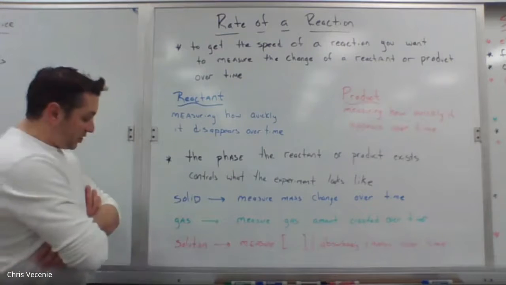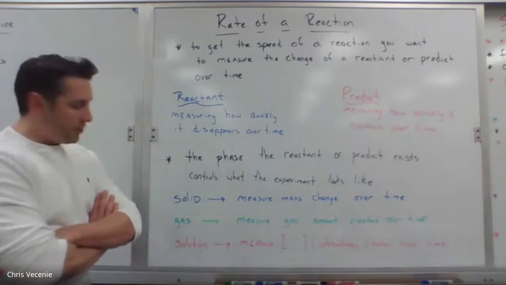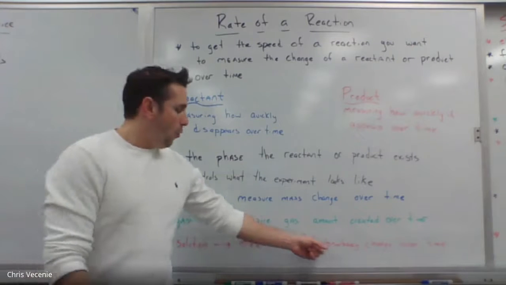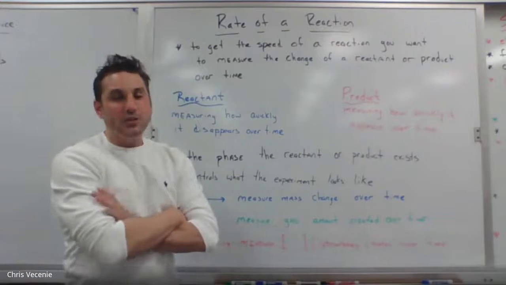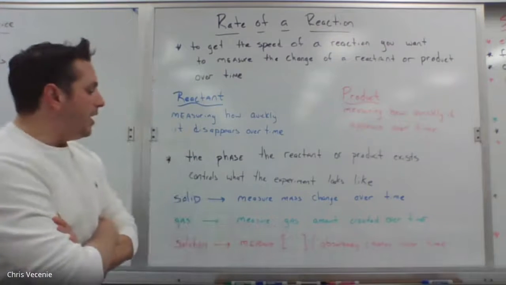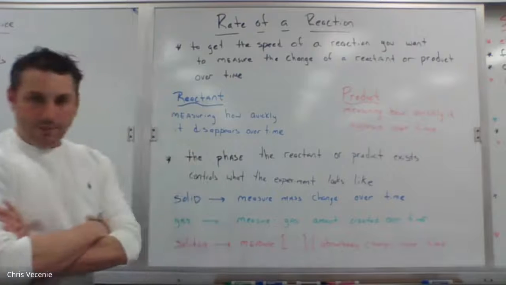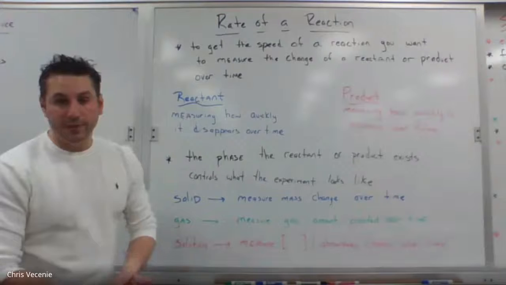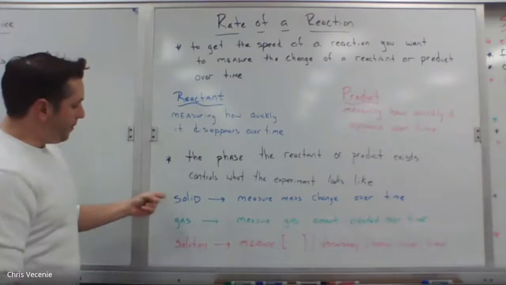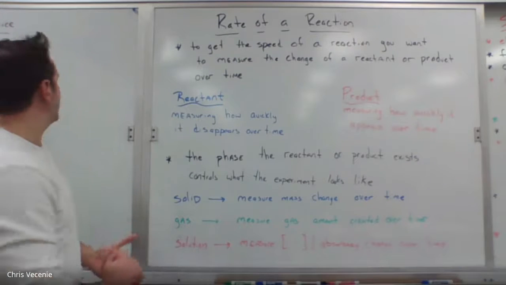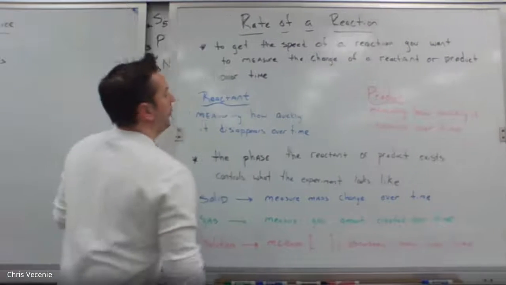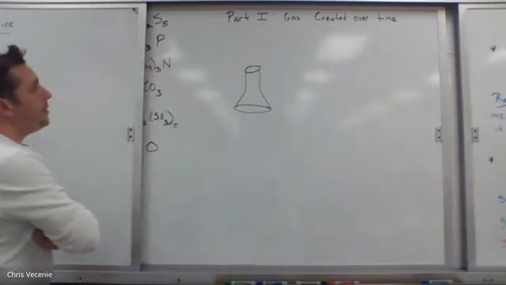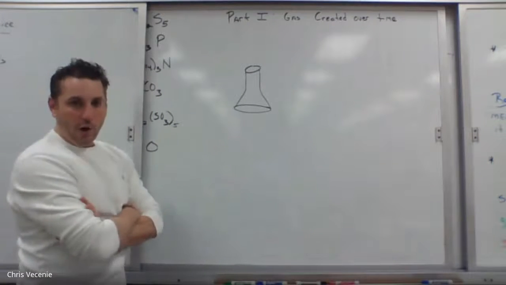And then lastly, if it's a solution, like we talked about last chapter, we measure the concentration change over time, but we really can't do that correctly, which you will find out. We will measure the absorbency over time, how much light it blocks. And we do a whole different experiment for that one. So today's experiment, we're going to measure solid and gas-based substances. So in part 1 of this experiment, we're going to measure some gas created over time.